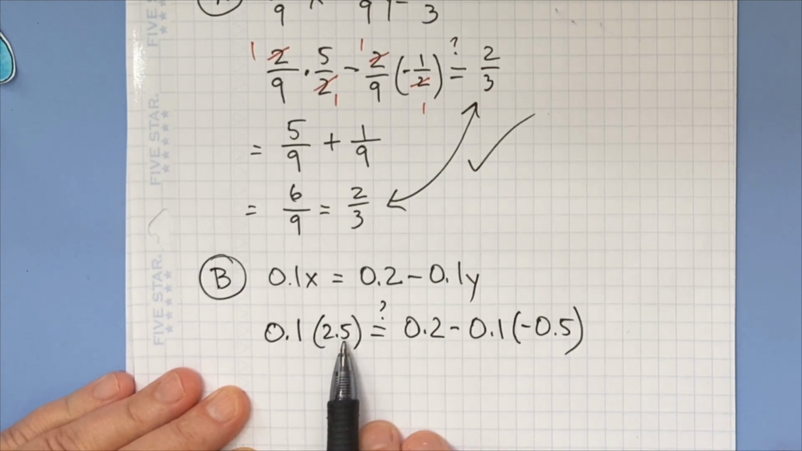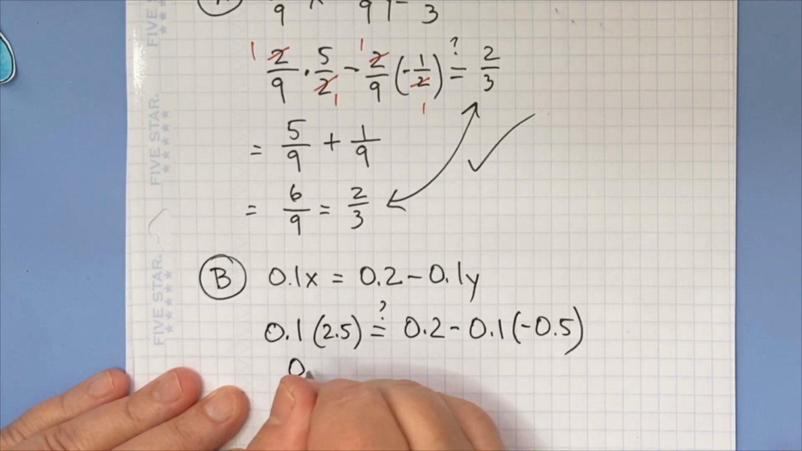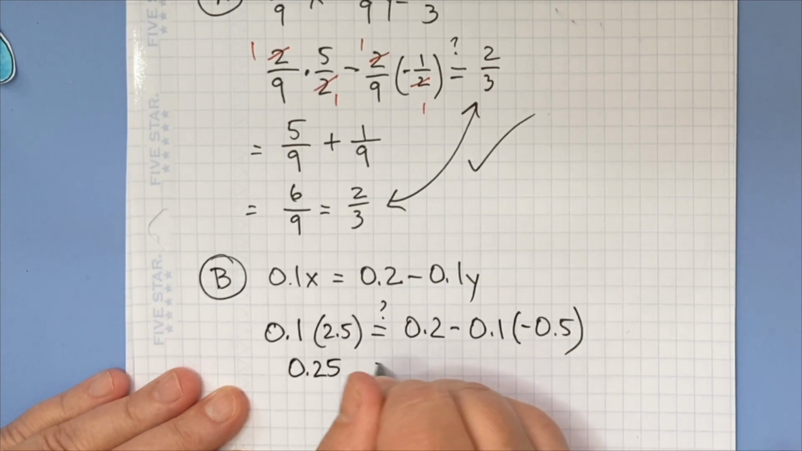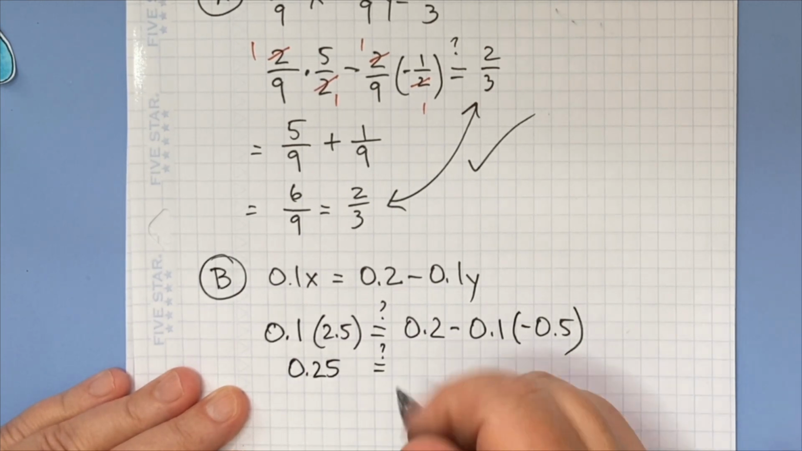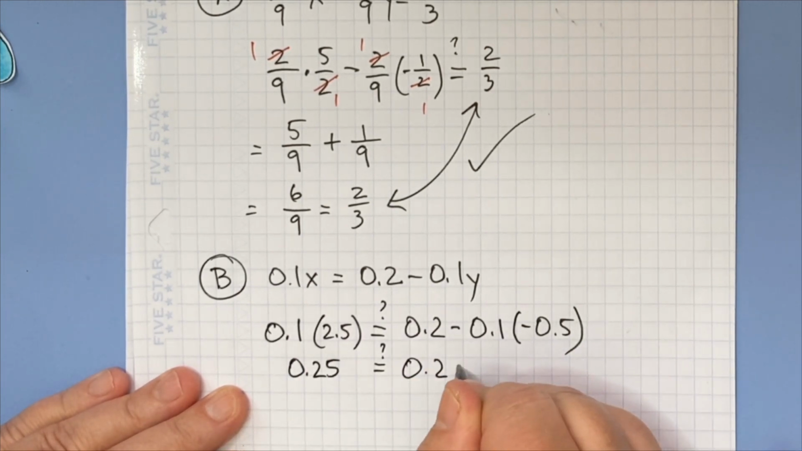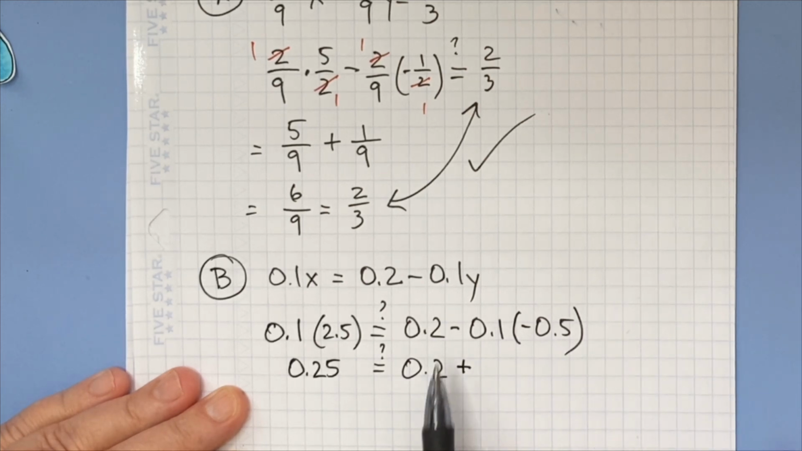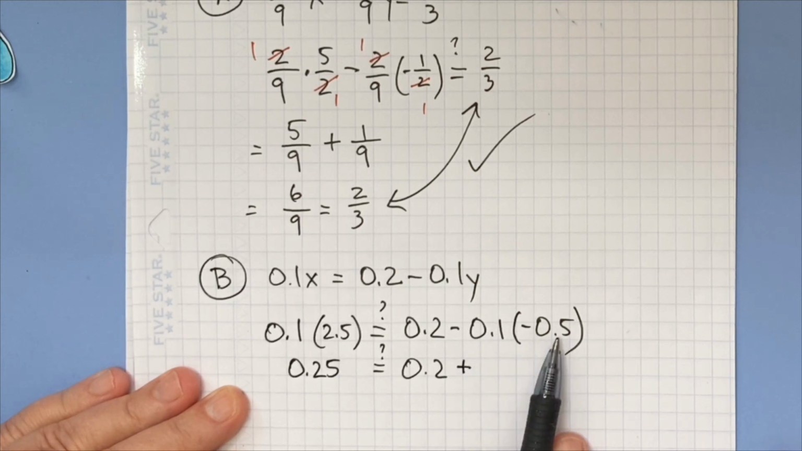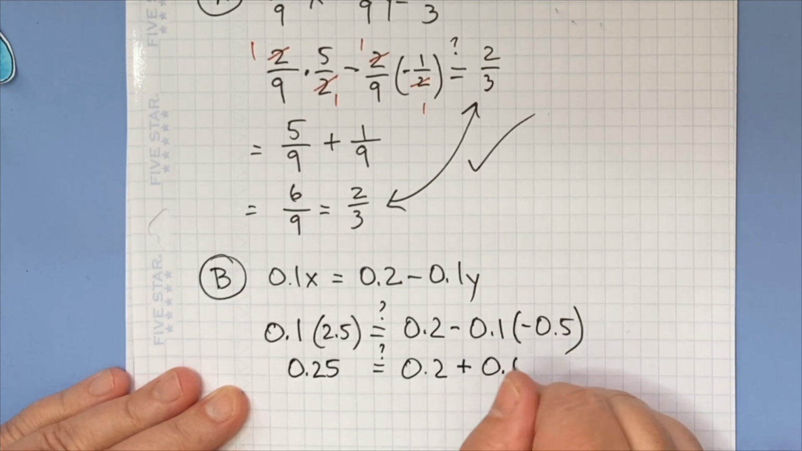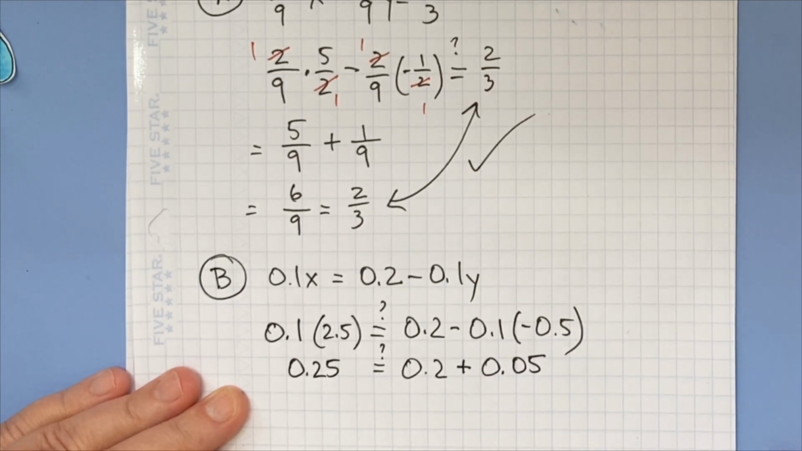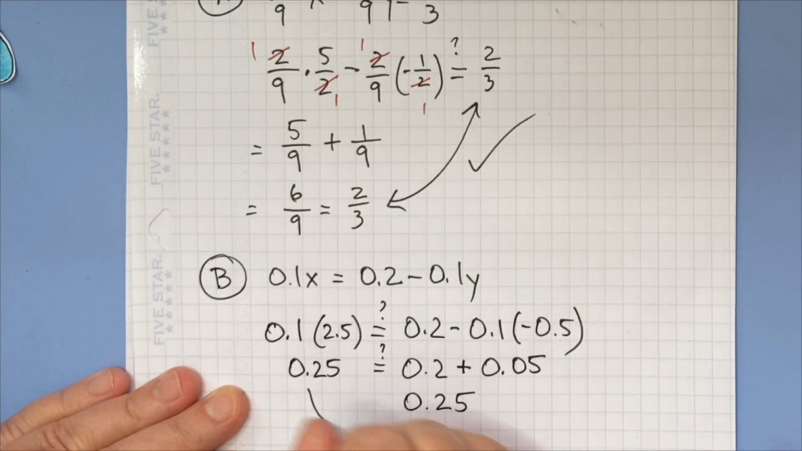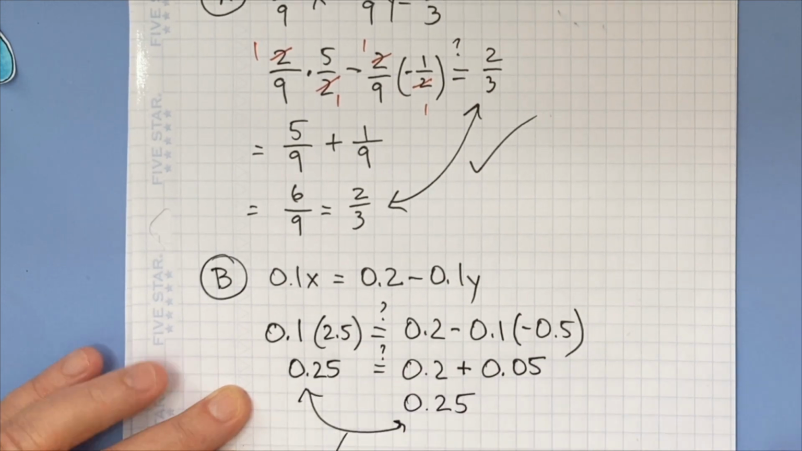1/10 of 2.5 is 0.25. Double check this on a calculator. And I want to know whether this is equal to 0.2 plus, see the plus, the minus, a minus, and then 1/10 of 0.5 is 0.05. And again, you may need to use a calculator, but these two added together will in fact give you 0.25. Oh my goodness, they checked!